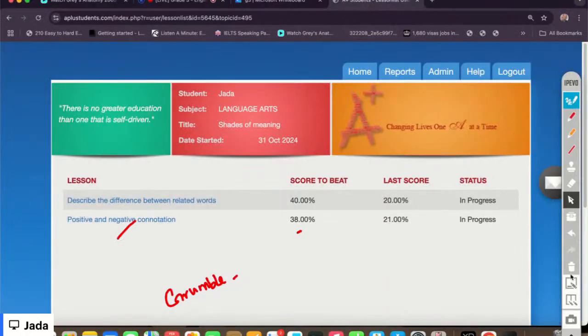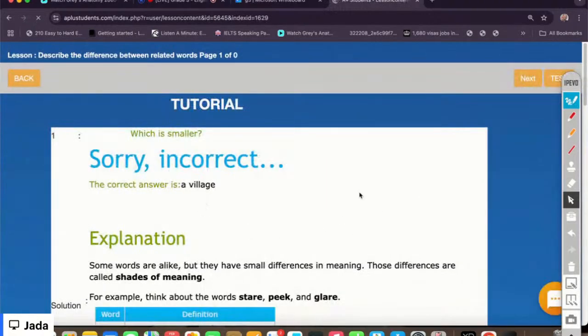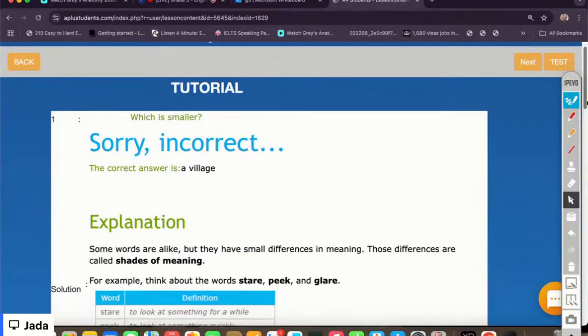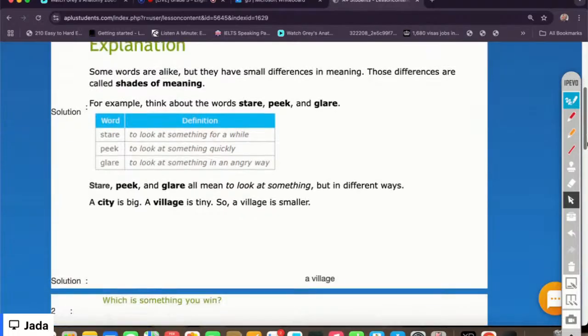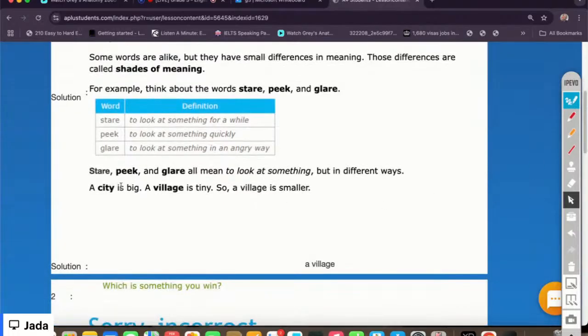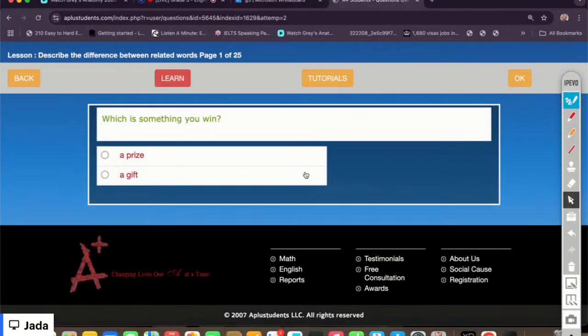All right, so we move on to the first lesson, which is difference between related words. First of all, let's look at this. Which is smaller? A village, right? Looking at this example, it says a city is big, a village is tiny. So village is smaller. Okay, let's just move on to the test, and you can share with me your answers if you know them.